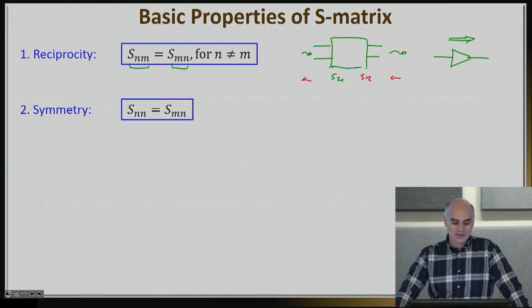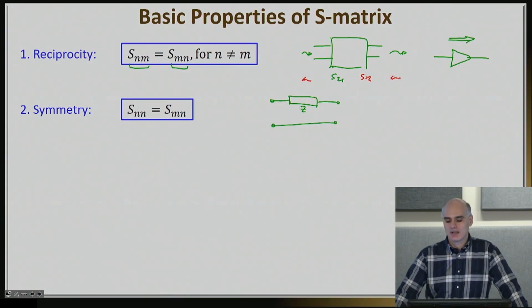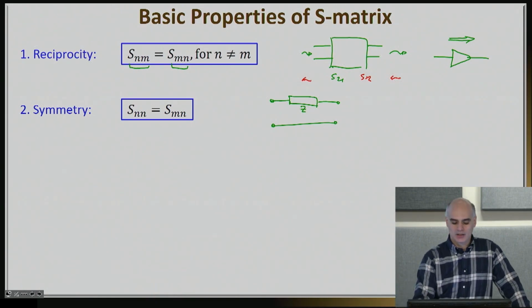The other interesting property is symmetry. A network may or may not be symmetric. If a network is symmetric, then S11 will be equal to S22 or S33 and so on. But if it's not symmetric, it won't be the case. A classic case of a symmetric network is, for example, this. If I just have a network that simply has a series element, let's say some type of an impedance Z, then clearly this is a symmetric network, and S11 will be equal to S22.